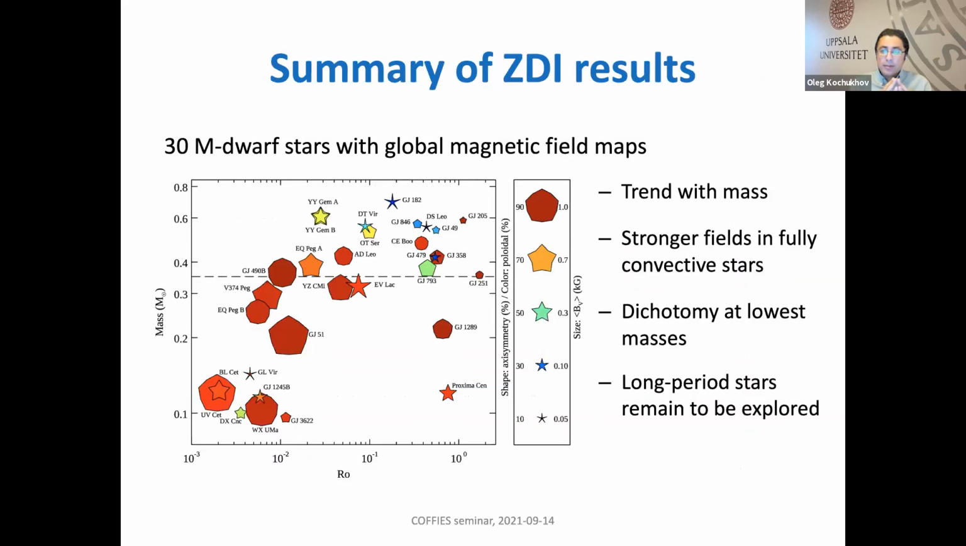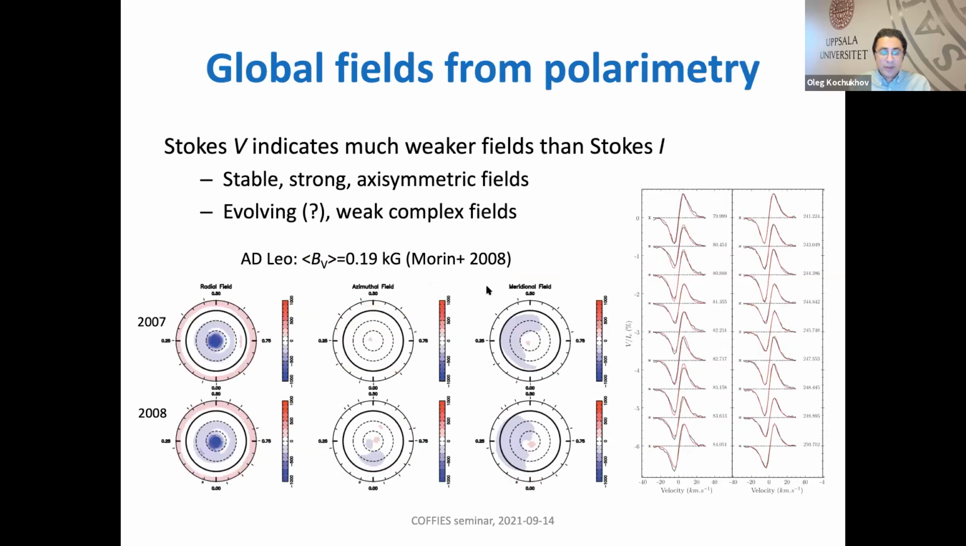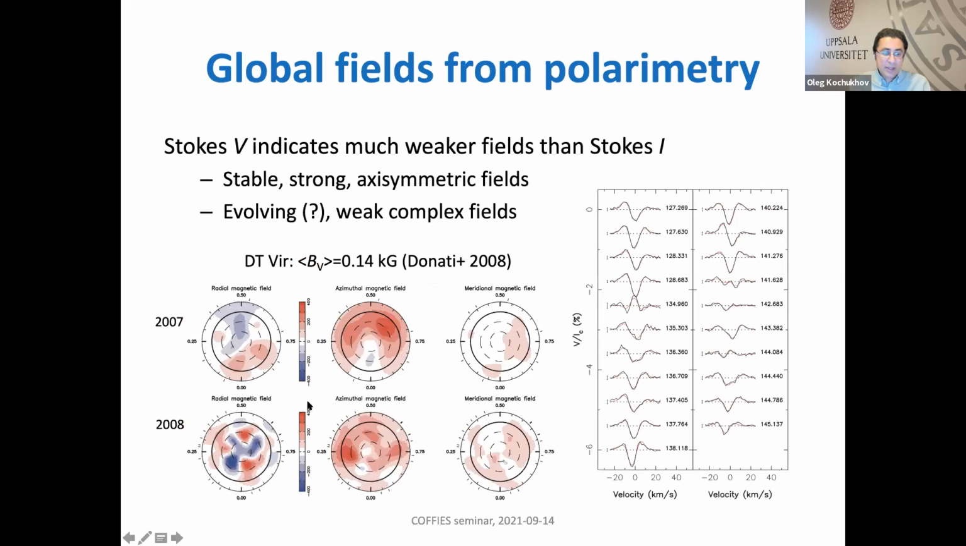The results of this ZDI, Zeeman Doppler imaging, mapping of global magnetic field topologies are available for about 30 M-dwarfs. And in this research area, we usually plot the results in this diagram, where we have information about the mass on the y-axis, information about the rotation period or Rossby number on the horizontal axis, and then other properties of the magnetic field are encoded here as the size of the symbol, which corresponds to the field strength, and then the shape of the symbol corresponds to the axisymmetry of the field. So roundish symbols are fields similar to this type of field, the axisymmetric field, whereas this star would have a star-like symbol.